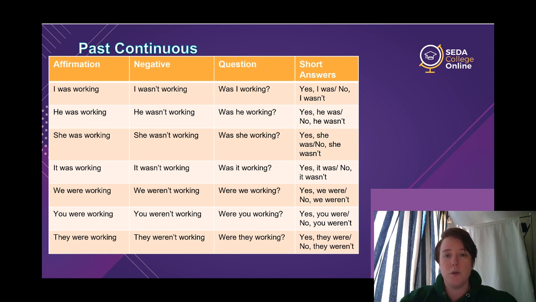Same with you, they. So this is the structure, okay, for the past continuous. So just watch that, and as you can see, with the subjects, we don't change the verb, okay? So it stays the same for all of them, except for he, she, it wasn't, and then when we have plural, we, you, they weren't. And same with affirmative and questions. Okay, let's move on.